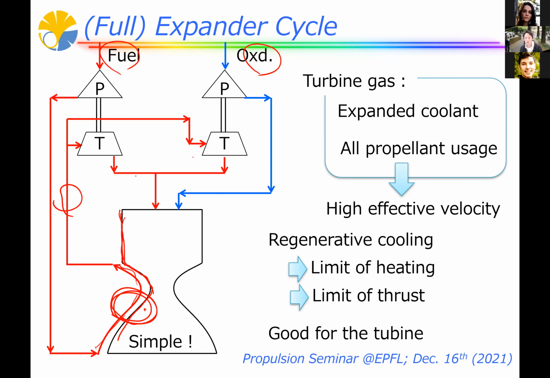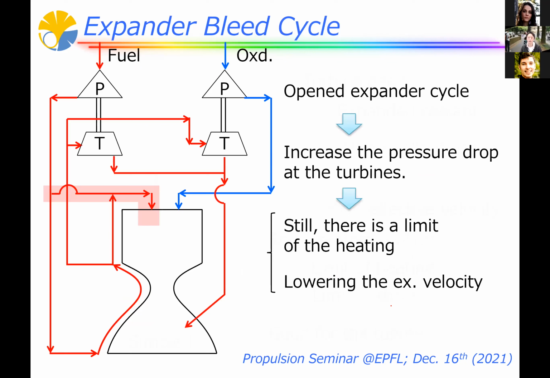However, by using this method, there is a limit for the heating, and it means a limit of thrust. So it's a very simple system, and all of the gas can be used, so it's very high performance. However, there is a limitation for the thrust. So typically, it can be used for the second stage or something like that. This is an open system of the expander. Sometimes it's called an expander bleed cycle.